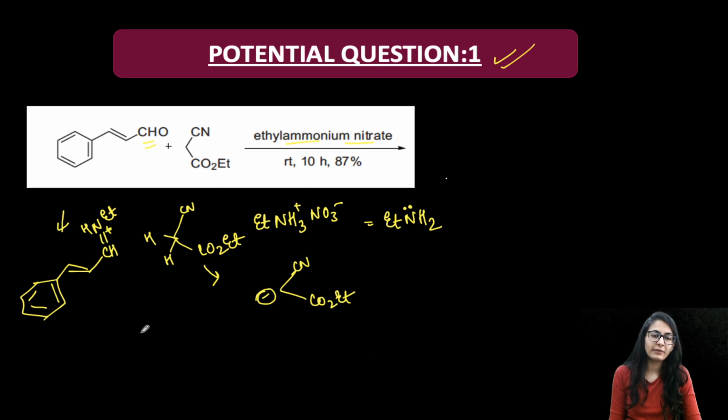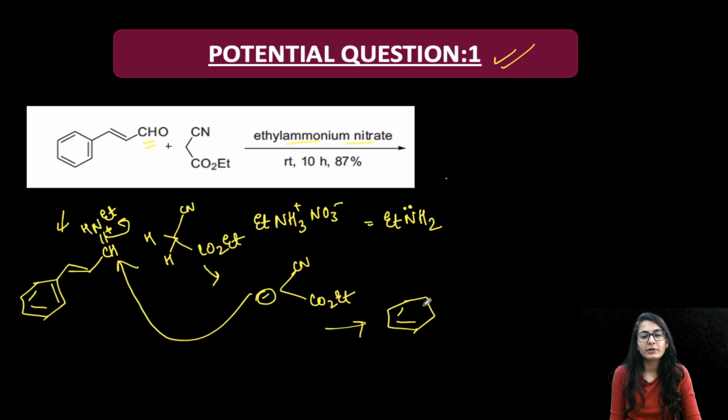The iminium ion you are going to get, right? And further the enolate is going to attack over the carbon, and the bond is going to open up from here, and you are going to get an intermediate in this manner.